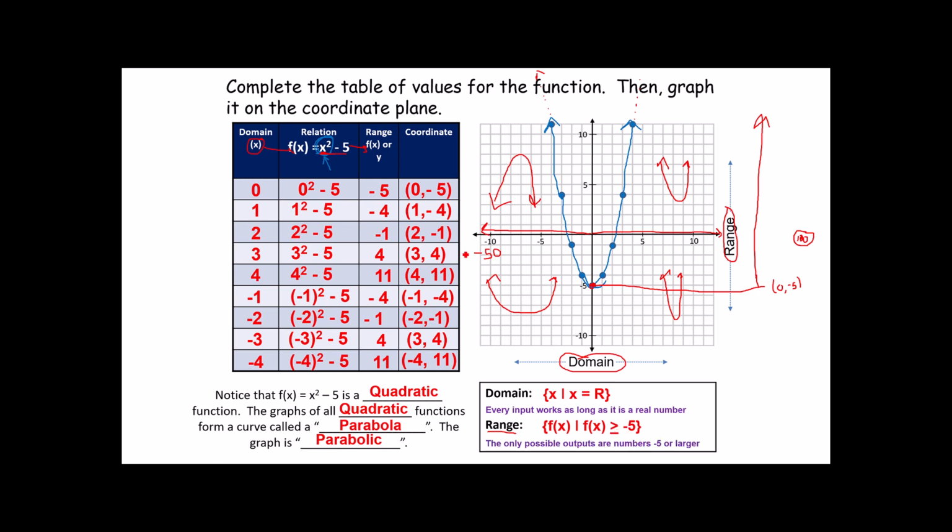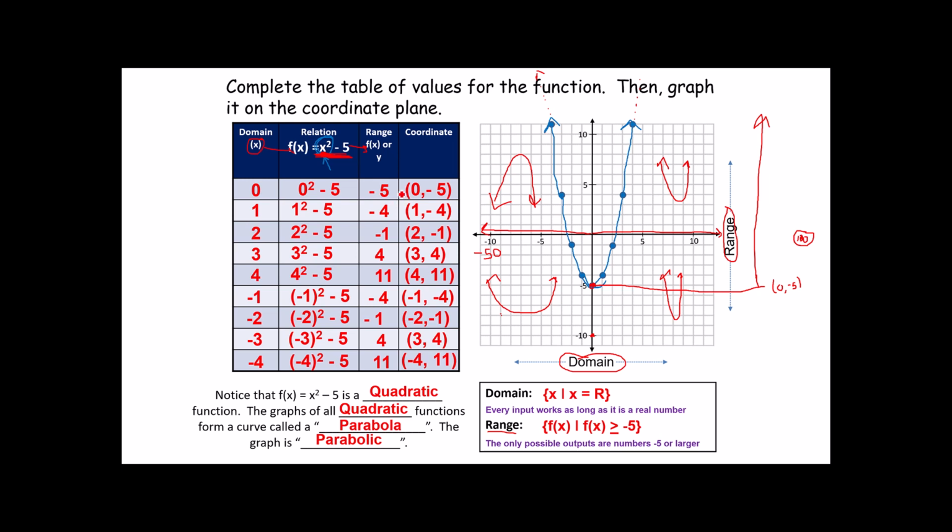It is impossible, no matter what value I stick in for x, I can never get a -10 to come out. This function does not allow that. No matter what I stick in for x, it's impossible to get a -8 to come out. This function does not allow for that. Everything that comes out of this will be -5 or larger. That's our range.